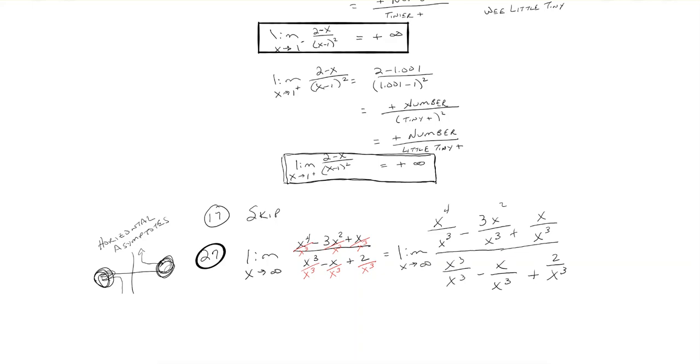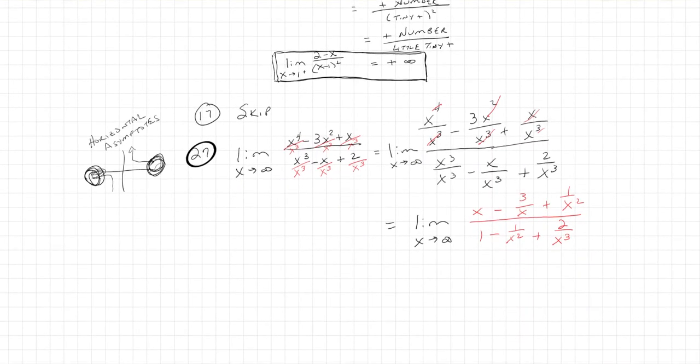Okay, now let's talk a little bit. Let's reduce some of these, all right? So x cubed goes into x to the fourth x times. Agreed? Minus 3, and x squared over x cubed is 1 over x. X over x cubed is 1 over x squared. X cubed over x cubed is 1. So the denominator is 1 minus 1 over x squared plus 2 over x cubed.